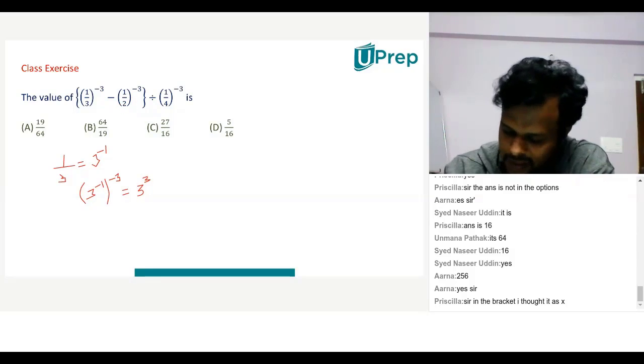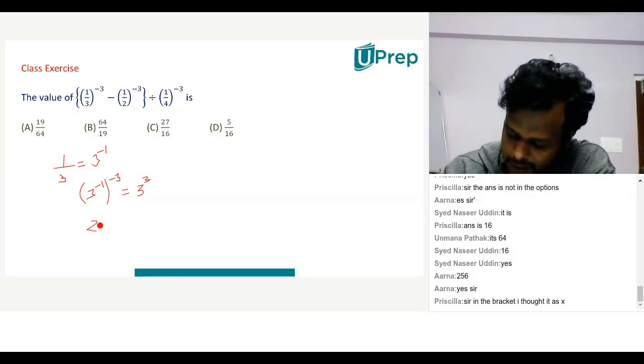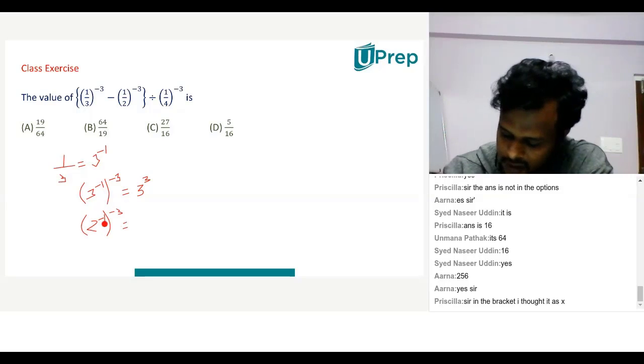Similarly, 1 by 2 is nothing but 2 power minus 1 to the power minus 3. So children, this is minus 1 into minus 3. This is 3. So 2 power 3. So 3 power 3 is 27 children. And 2 power 3 is 8. Okay.